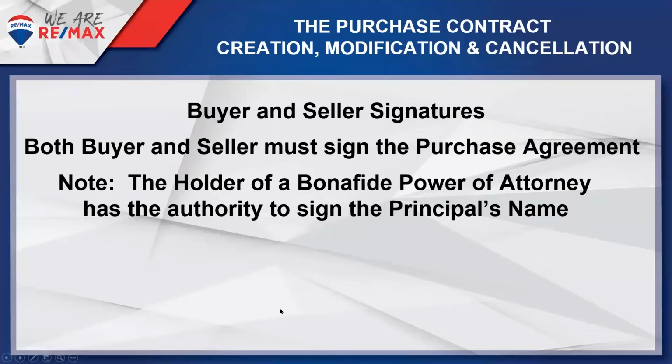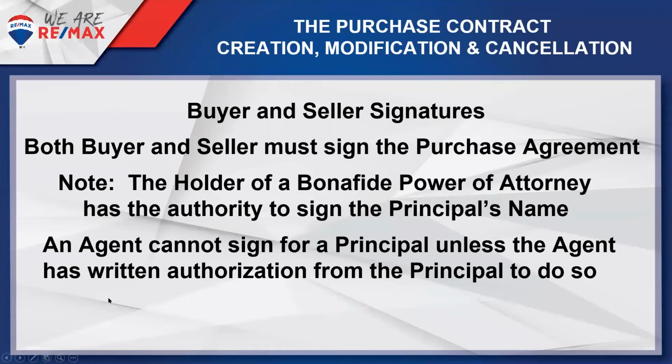I don't like the phrase "for the seller" because that confuses you a little bit about what constitutes a valid signature when a power of attorney is involved, and I'll explain that in a minute. So they're not signing for the seller, they're actually signing the seller's name because they've been given authority to do that with this bona fide power of attorney. I'll explain that in a moment.